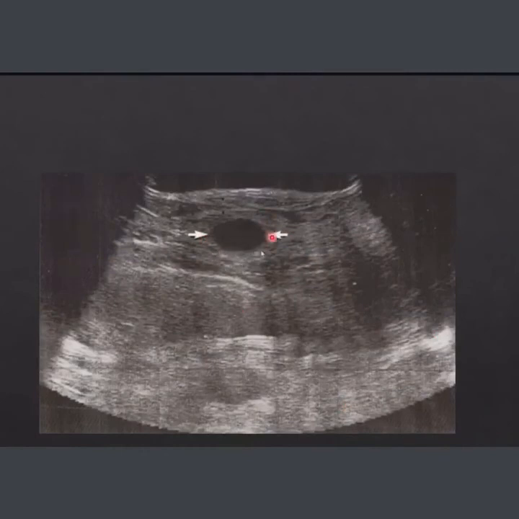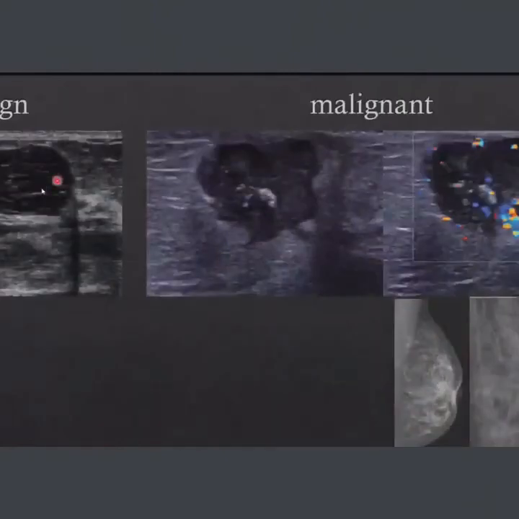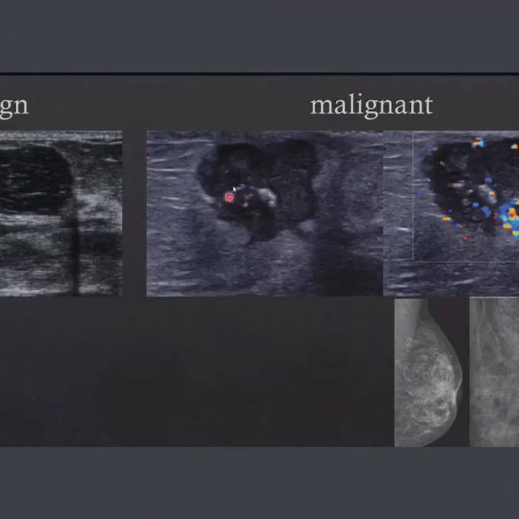This is an example of a cyst seen by ultrasound: anechoic, posterior acoustic enhancement, no wall. This is a simple cyst. This is benign, leave it. This is an example of a circumscribed benign mass, and this is a lobulated and speculated outline mass lesion, hypoechoic with internal calcification. This is very suspicious.